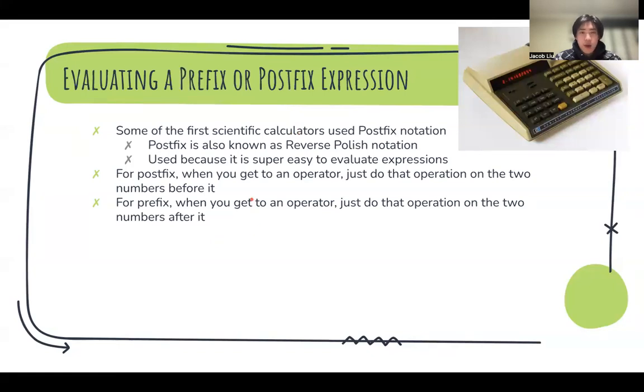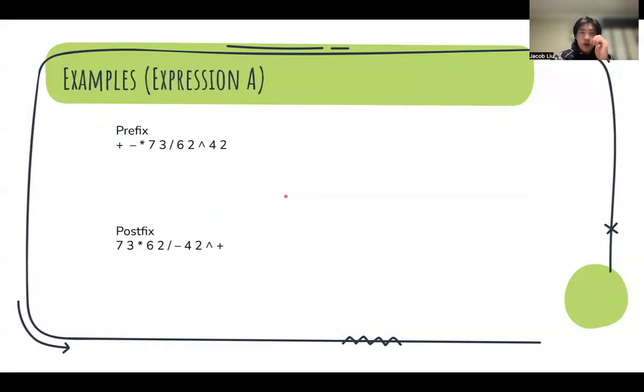So how do we evaluate prefix and postfix expressions? For postfix, you go from left to right, and when you find an operator, such as exponent, addition, subtraction, multiplication, division, you do that operation on the two numbers before it. And for prefix, when you get to an operator, you do that operation on the two numbers after it. And of course, these are given that there are two numbers directly before the operator for postfix or two numbers directly after the operator for prefix. So let's work through some practice problems together.